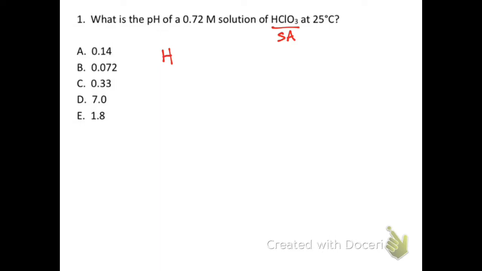So in a solution of HClO3, we're going to use a full-headed arrow to describe its dissociation into H plus and chlorate, ClO3 minus. So strong acids are actually pretty straightforward to calculate the pH of, because for every 1 mole of this we're going to get 1 mole of H plus. Likewise, for every 1 molar of HClO3 we're going to get 1 molar of H plus.